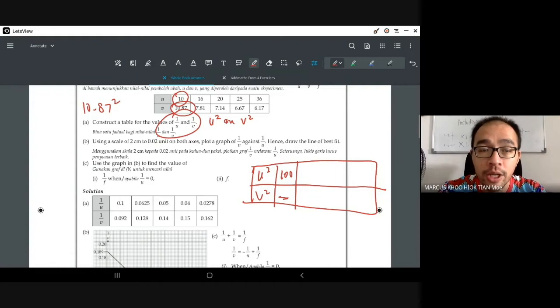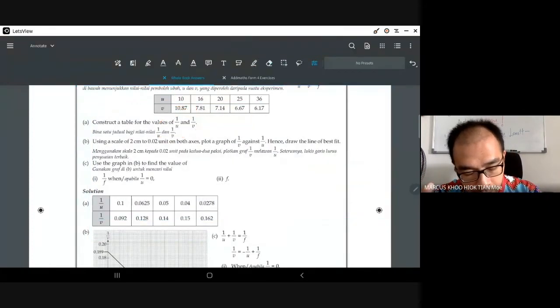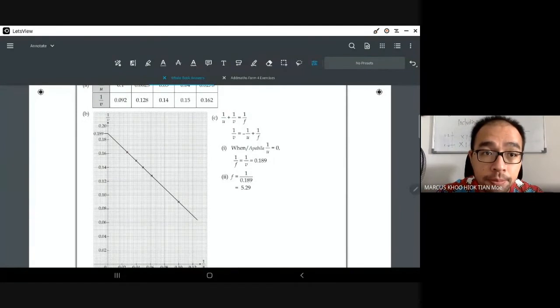Follow the question. Don't go and make your own table, because different questions will have different tables and different calculations. But ultimately, what we want is a straight line graph like this.